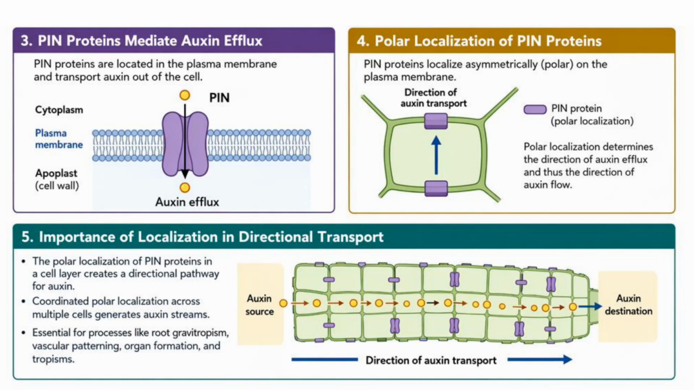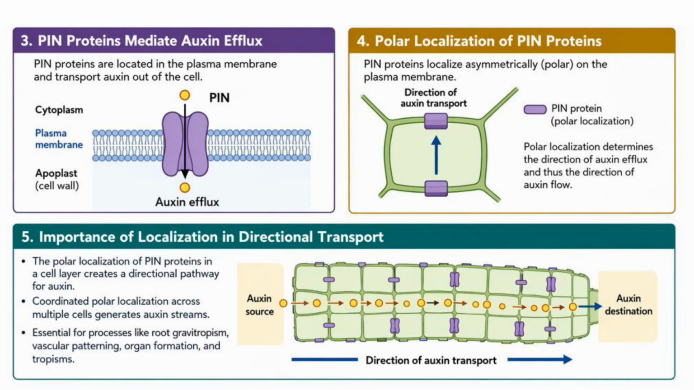Now, panel 4. Polar localization of PIN proteins. This is the key concept for directional transport. Notice in the diagram that PIN proteins are located asymmetrically on just one face of the cell membrane, specifically the basal, lower membrane in root cells. The blue arrow shows that the direction of auxin transport follows exactly the location of PIN proteins. If PIN is on the lower membrane, auxin goes down. If PIN redistributes to the lateral membrane, as happens during tropisms, auxin goes sideways.